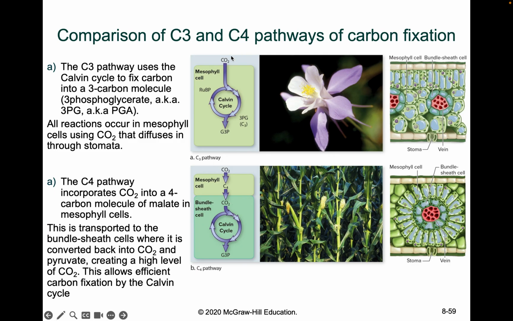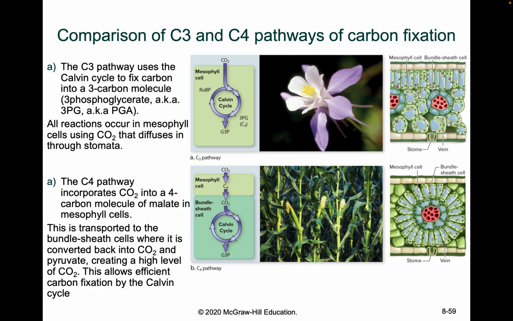Basically, in C3, CO2 is going directly into the vesicle and helping RuBP turn into 3PG. While here, no. First, carbon dioxide is put into C4. Then C4 is decarboxylated, so carbon dioxide is removed, and that goes back into the carbon cycle. So that's the C4 pathway.